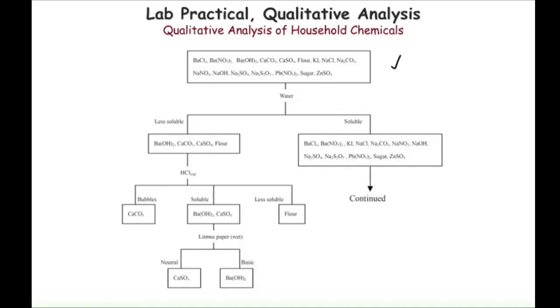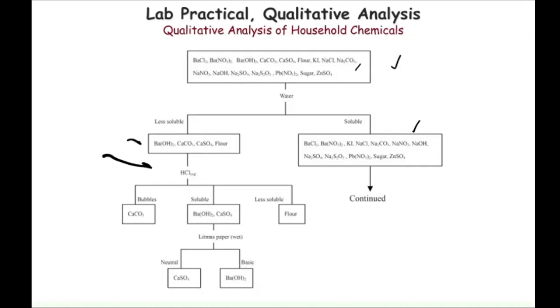If you have these in a test tube and you add water, then these things will not be soluble. These things will be soluble. And we can take this further and do further tests. So you should be able to read a qual scheme like this. And if I give you a test tube and I say, okay, you have this solution, you're adding water, you get a precipitate out, okay?